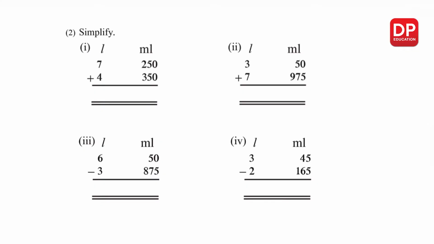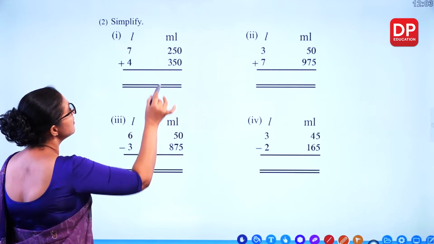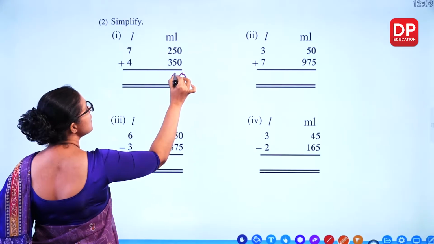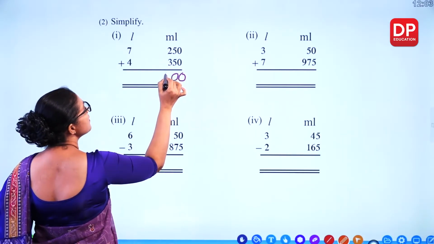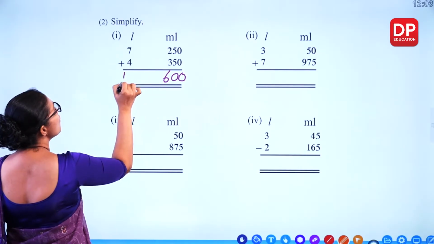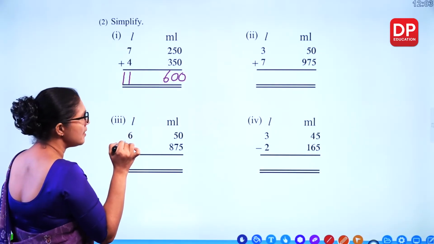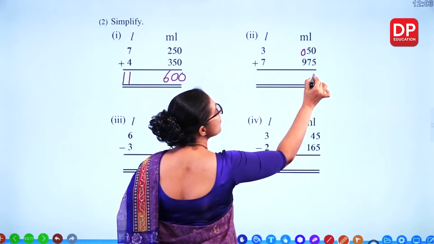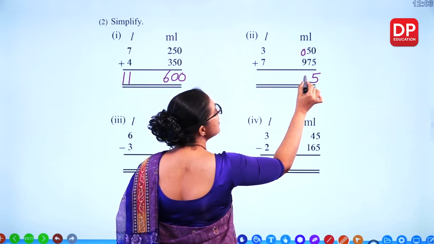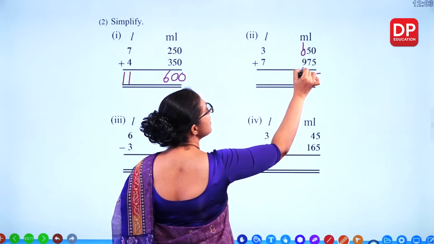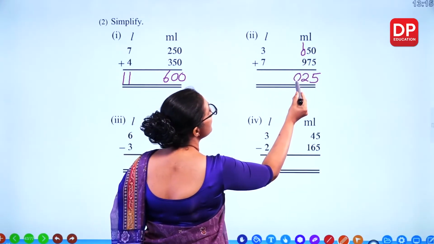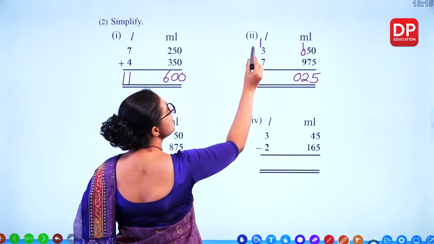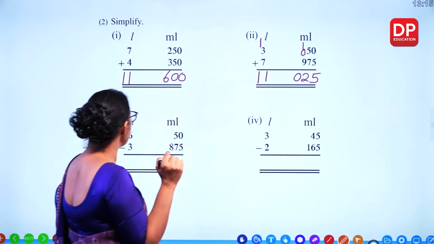Add liquid measures. So you can add the normal way. Just add the right hand side values. 0, 5 and 5, 10. 1 remaining. 3 and 3, 6. 7 plus 4, 11. This one, you can put a 0 there. Add it. 0 plus 5, 5. 5 plus 7, 12. 1 remaining. 9 plus 1, 10. Now when you add it, you get here 10. Take 1 here. 7 plus 3, 10. 10 plus 1, 11.